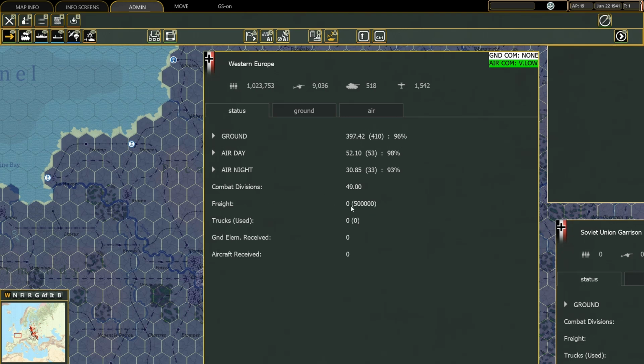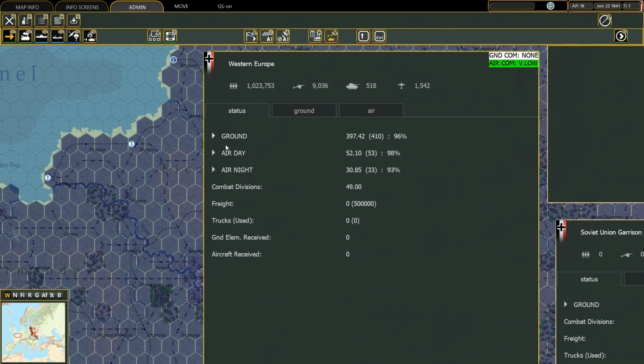Freight: the first number indicates the amount of freight received, and this is the amount of freight that is required. And the same is true for trucks. The first number indicates the amount of trucks received in the past logistics phase, and here is the amount of trucks required by all the elements in the theater box. And then this is quite self-explanatory: ground elements received and aircraft received. That doesn't need any explanation.